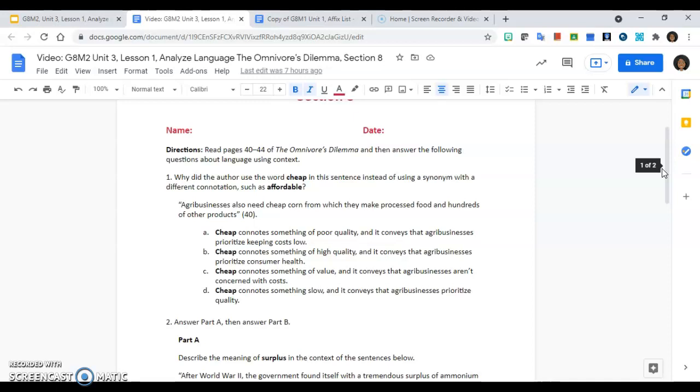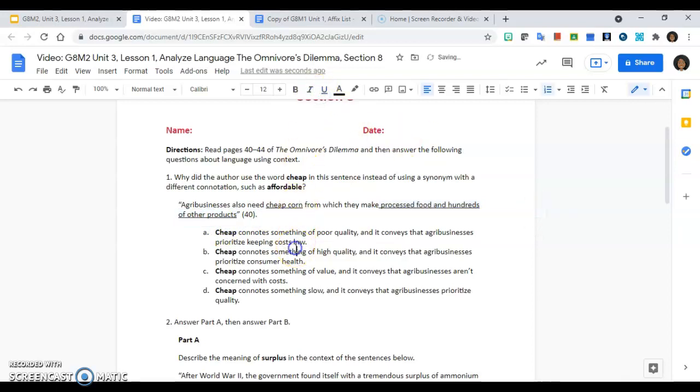So number 1 says, why did the author use the word cheap in this sentence instead of using a synonym that's the same with a different connotation, such as affordable? The sentence says, agribusinesses also need cheap corn from which they make processed foods and hundreds of other products. So when we talk about cheap, it's not just cheap. The corn that they're using, they're saying is cheap, right? And then it also says that the food is processed and that is used to make hundreds of products.